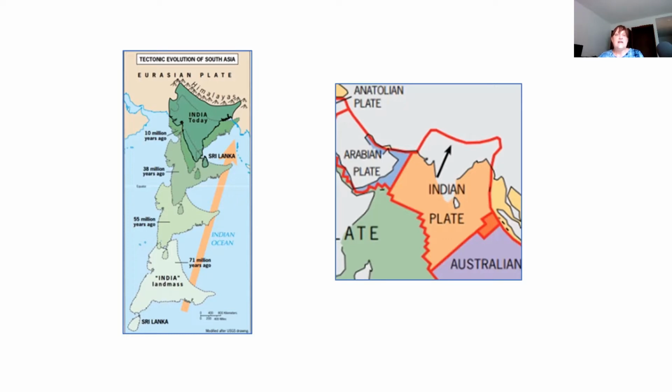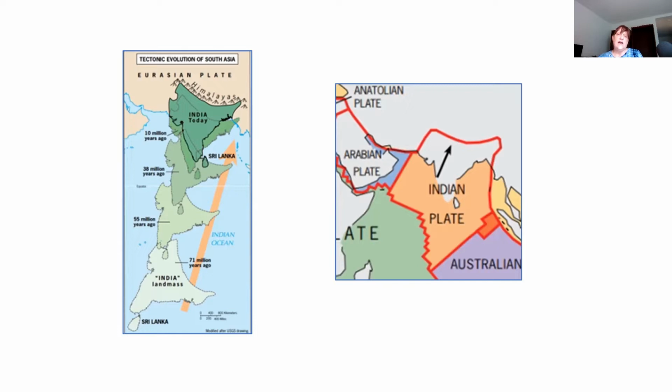So today we're looking at South Asia, and we'll start with India. About 71 million years ago, the Indian landmass started moving towards the Eurasian plate. And over time, you can see that it eventually collided with it.